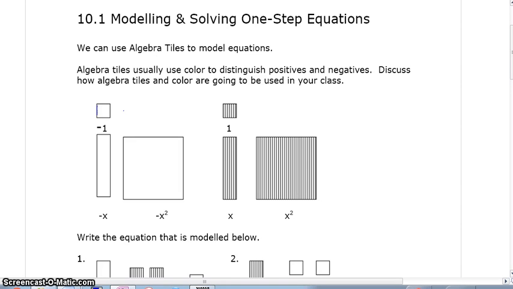Alright, this lesson today is all about modeling and solving one-step equations.